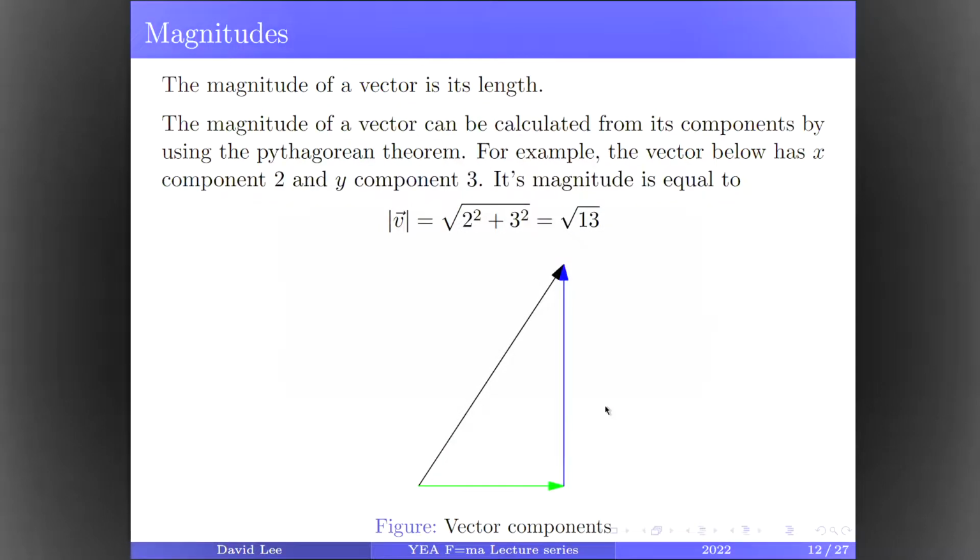The magnitude of a vector is just its length, and you can calculate it from its components. For example, the green vector has length 2, so it's 2 along the x-axis, and the blue one has length 3. For the total length of the vector, you can use the Pythagorean theorem and it comes out to be root 13.